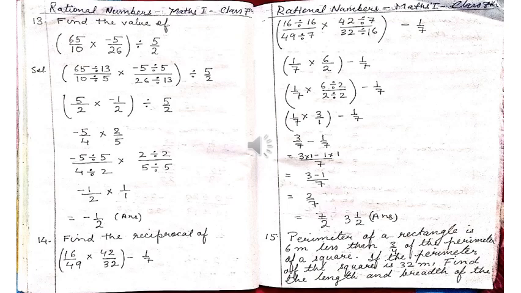Now the 5 upon 2 into minus 1 upon 2 within the braces, because here we have to do the operation first within the braces and then we can open it and do the further calculation. Now here no more division is applied, so we just try to multiply it and open the braces.